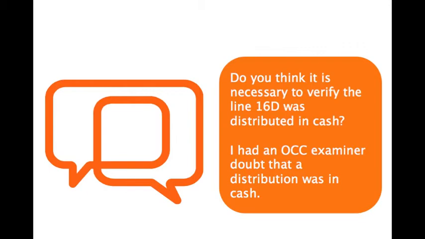I had an OCC examiner doubt that a distribution was in cash. I think it depends. If that distribution is comparable to the other years and there's plenty of liquidity in the company, I'm not that concerned with whether it was actually cash or not, if it could have been cash. But if I've got 3 years and all of a sudden there's this huge distribution on 16D that isn't typically there for them, then I might have a question. Not only is it cash, but is it recurring?